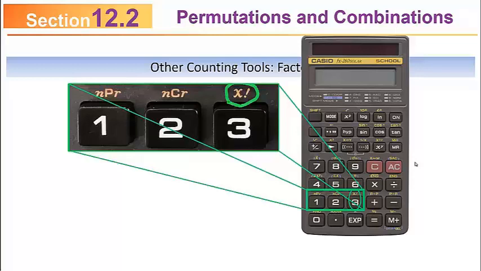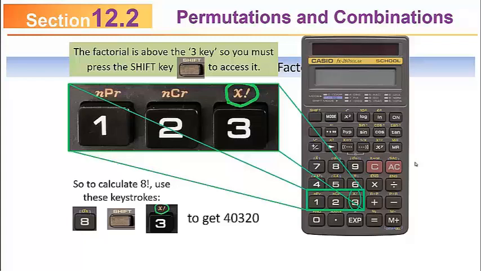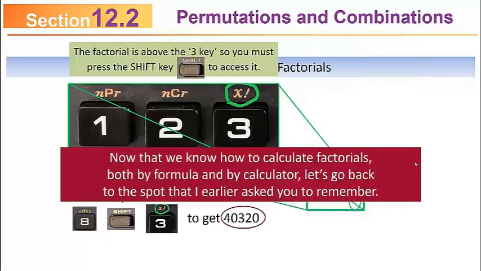So that means you have to press Shift to get to it. If I ask you to calculate 8 factorial, you would press 8, then you would do Shift 3. Shift 3 takes you to the factorial. And you don't even have to press equal to, and you'll get 40,320.